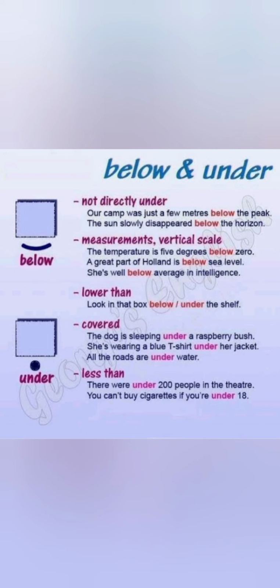When we use under, the objects are usually touching each other. But in the case of below, they are not touching. For example, if we say the calendar was hanging below the clock, that means they are not touching each other. Calendar is below the clock.